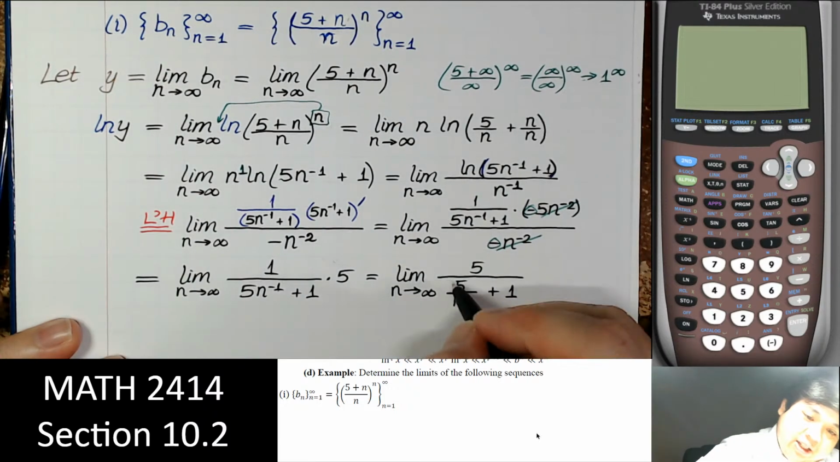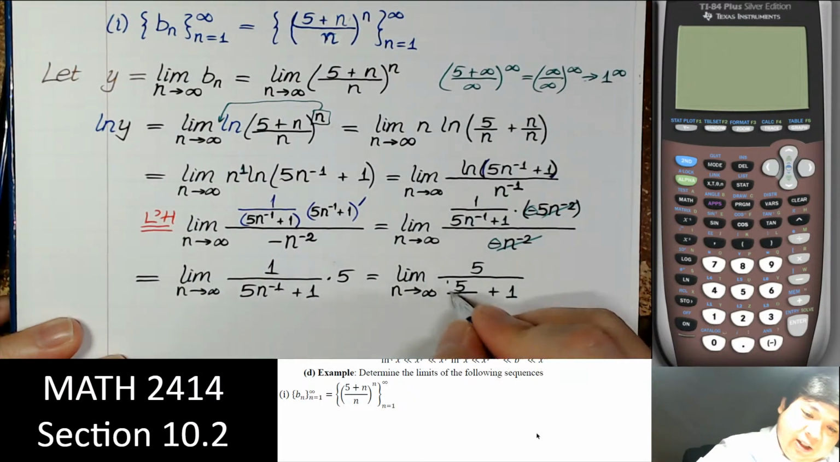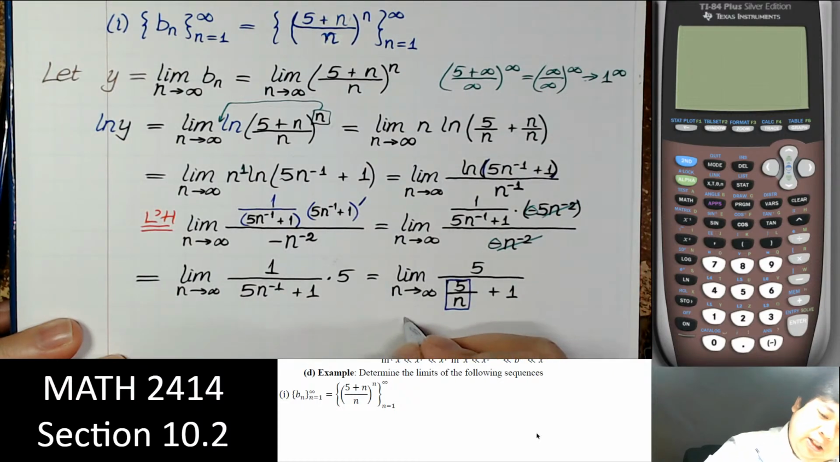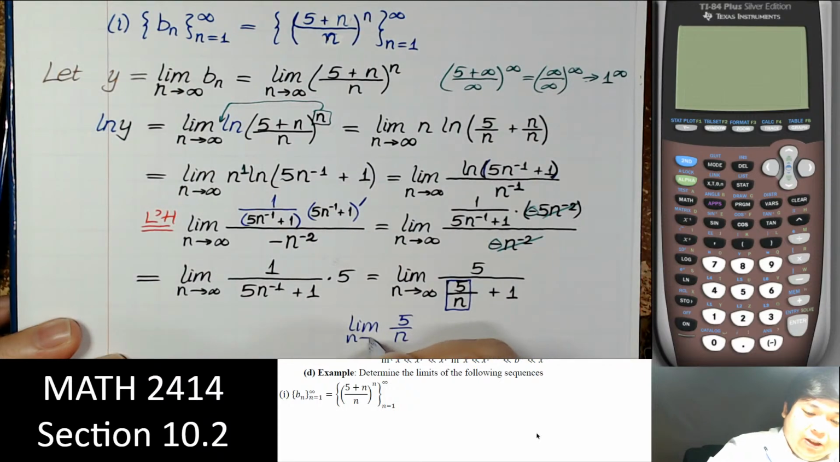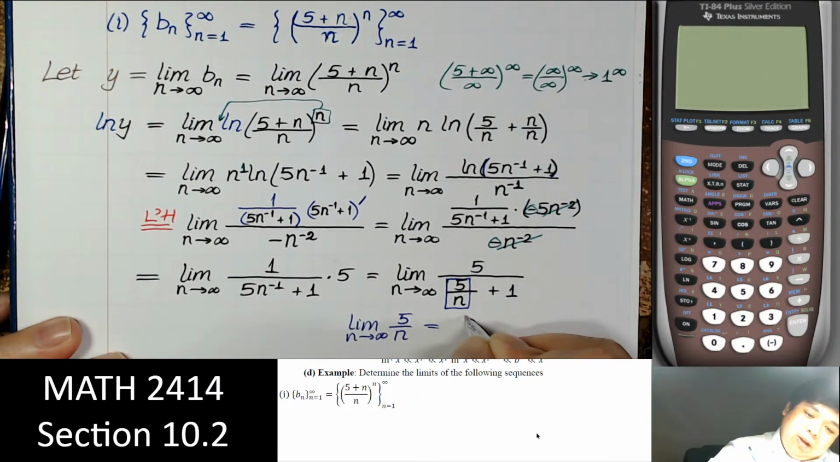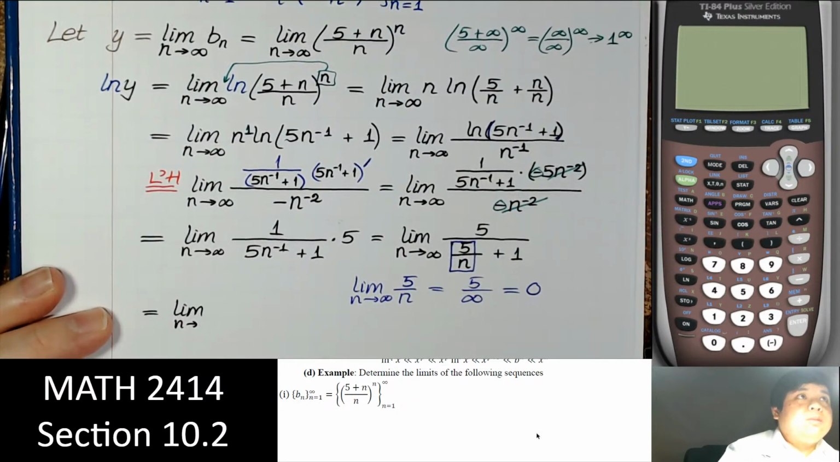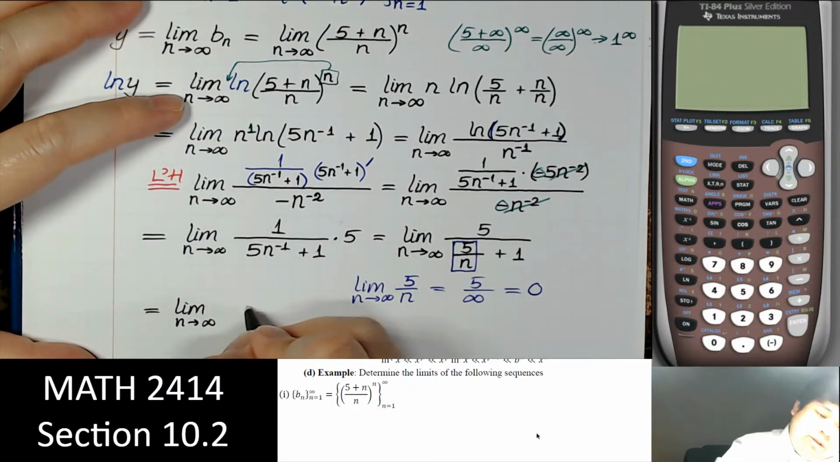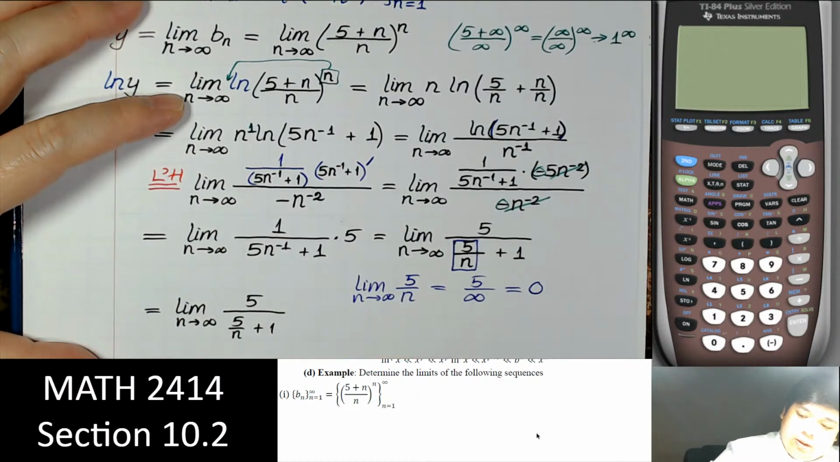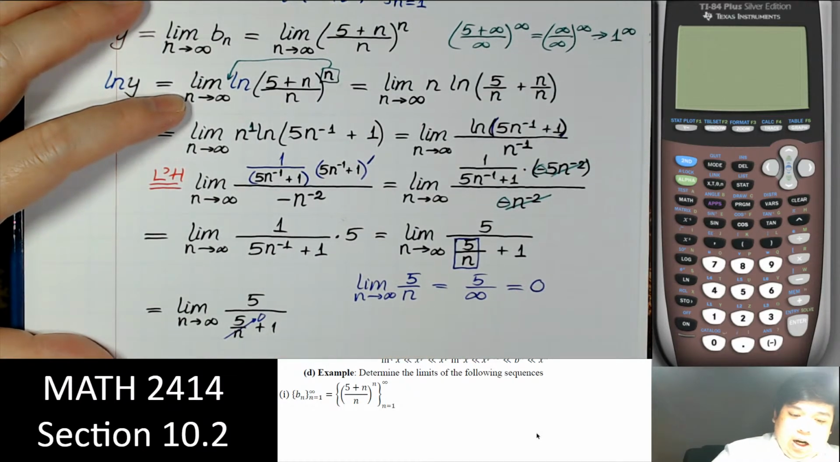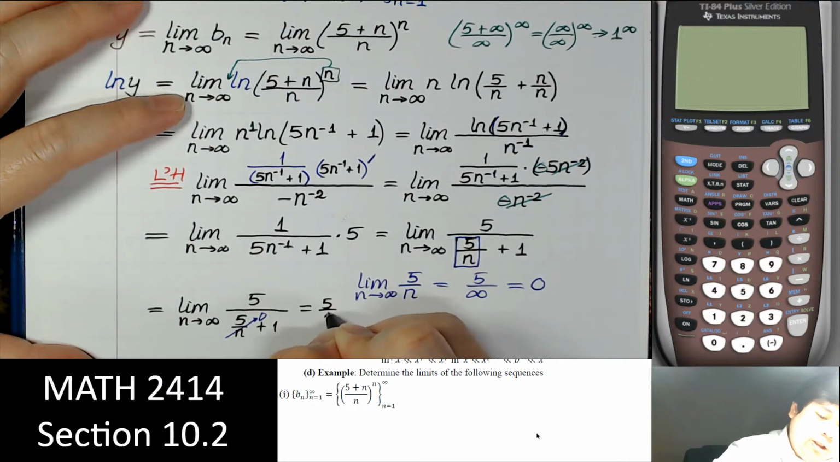Right, and then next we have 5 over n. Now as n goes to infinity, finite divided by infinity is equal to 0. So that one goes to 0. We just have 5. This one goes to 0. So we end up with 5 over 1, which is 5.